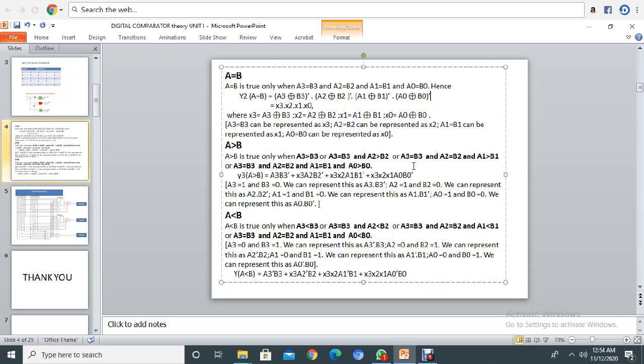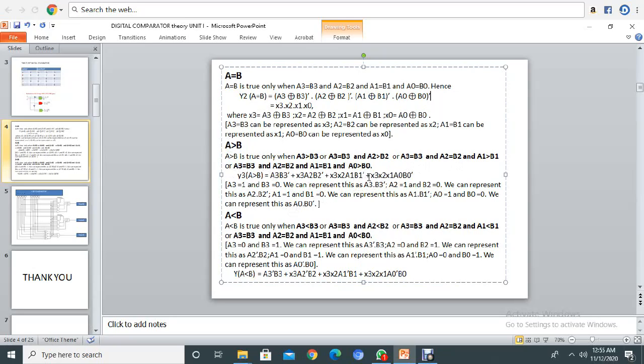So plus. Next A3 is equal to B3 and A2 is equal to B2. So A3 is equal to B3 means we can write it as X3. A2 is equal to B2 means X2. Okay. So or X3 dot X2 dot. Next we have A1 is greater than B1. That means A1 is 1, B1 is 0. So A1 B1 bar. Next we have OR.